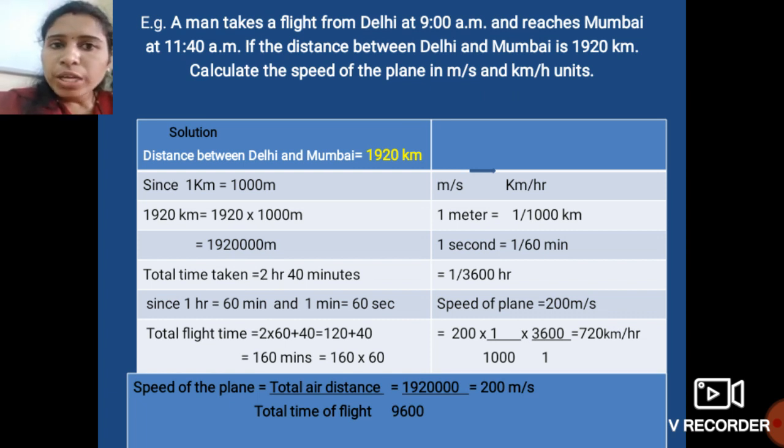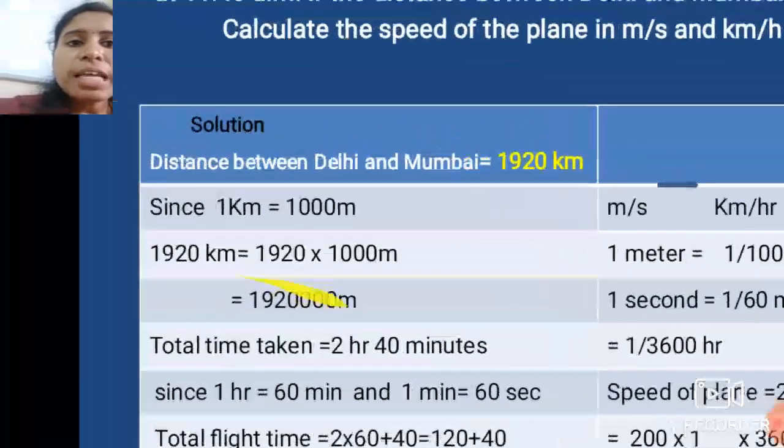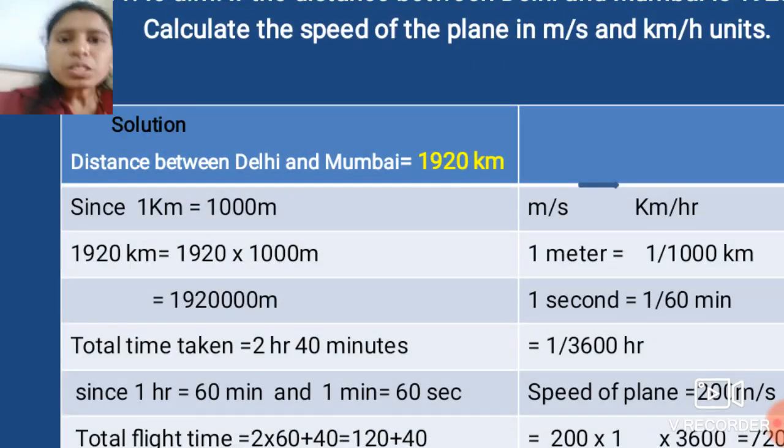So what we do over here, see students, while solving this example, first you have to write what is given in this example. What is given in this example is the distance between Delhi and Mumbai. What have we been given here? Distance. What is that distance?